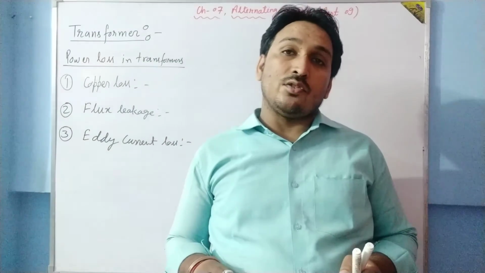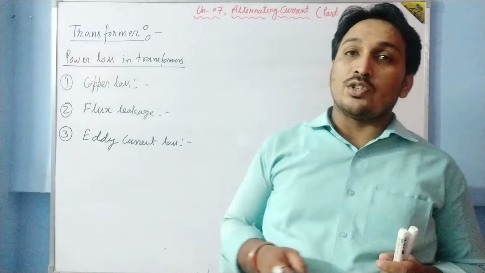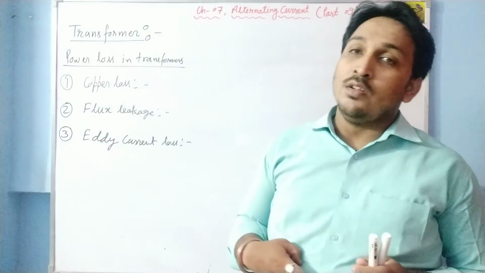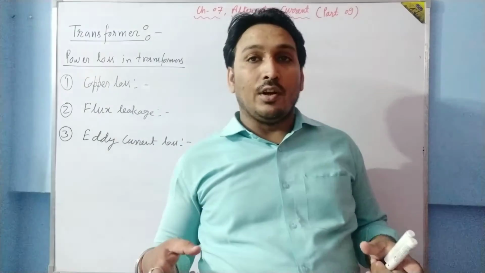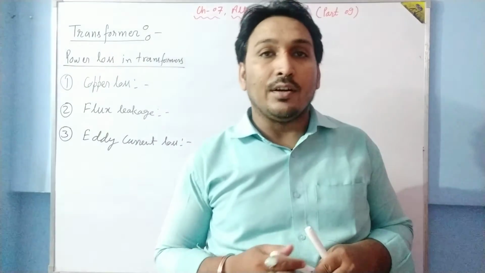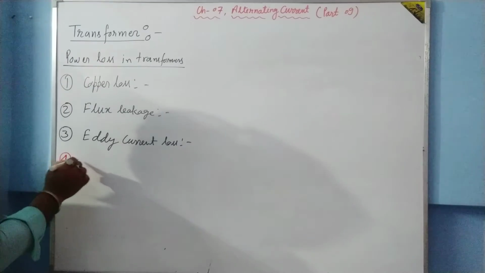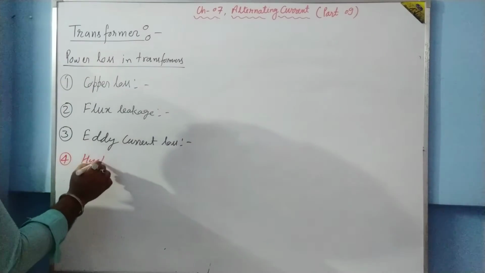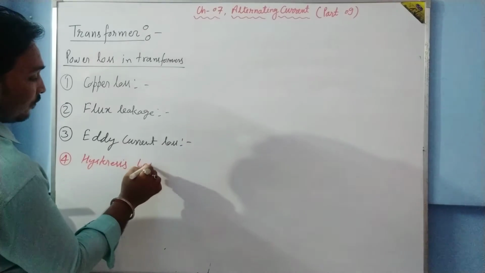Sometimes this rise of heat is so much that it damages the insulation of the copper coil also. So how can this be minimized? Instead of taking a solid core, we take a laminated core, so as to minimize the eddy current. The fourth one is hysteresis loss. Hysteresis, earlier it was there in your syllabus, but now it is not there.